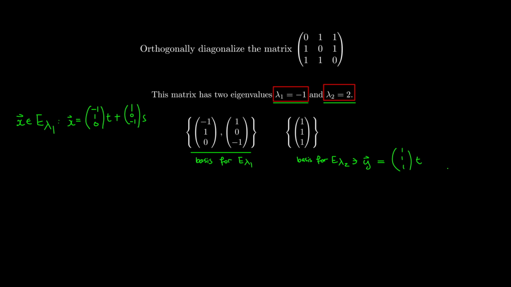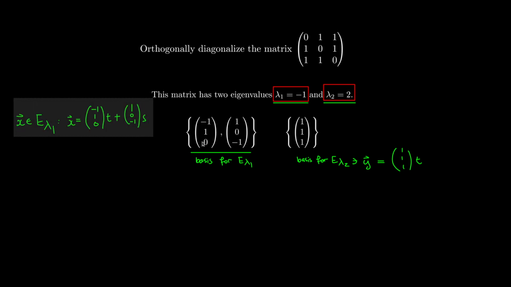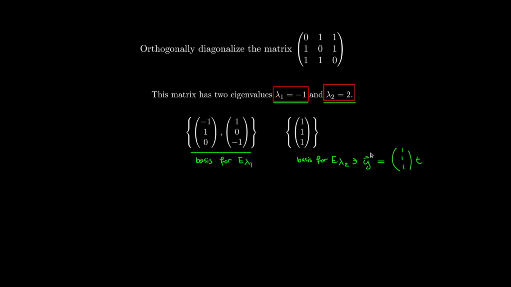Okay, so now we have a problem. These are not orthogonal bases, so that's a bit of a problem because we can't use our theory of orthogonal diagonalization just yet. We have bases for the eigenspaces, but what we don't have is that these vectors are orthonormal. Firstly, we can turn this one into an orthonormal basis pretty easily. How do we do that? We just have to normalize this vector, because there's only one vector, and the only thing preventing this from being an orthonormal basis is that its length isn't 1.